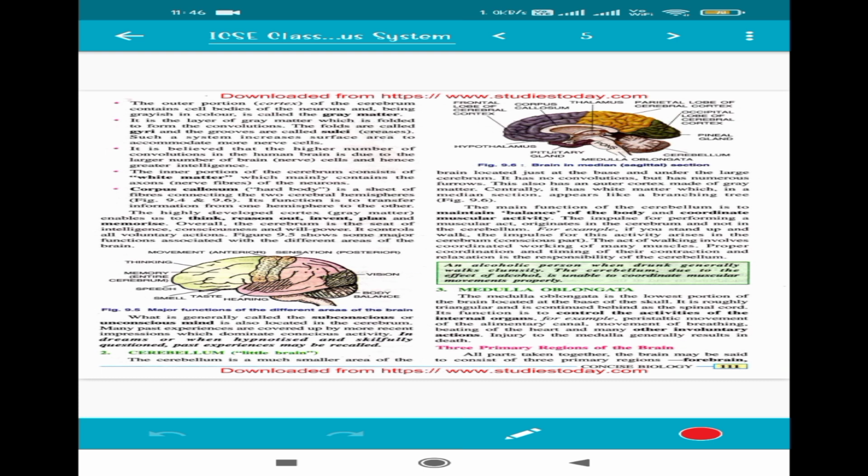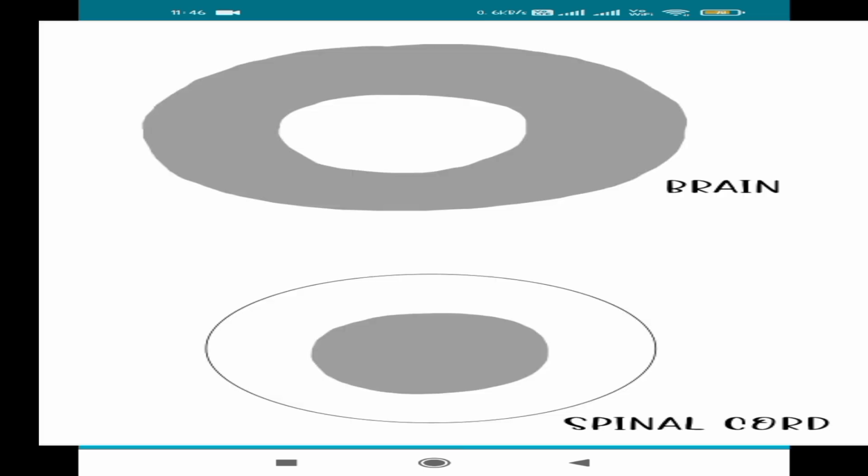So questions can be asked, what is the difference in the structure of spinal cord and brain in accordance with the position of gray and white matter. In case of the brain, the white matter is inside and the gray matter is outside, but in case of the spinal cord, the gray matter is inside and the white matter is outside. Very important.